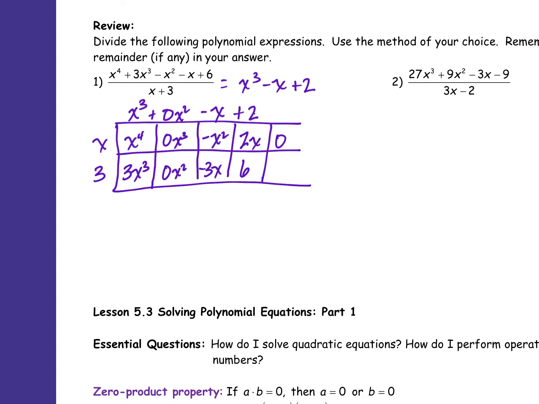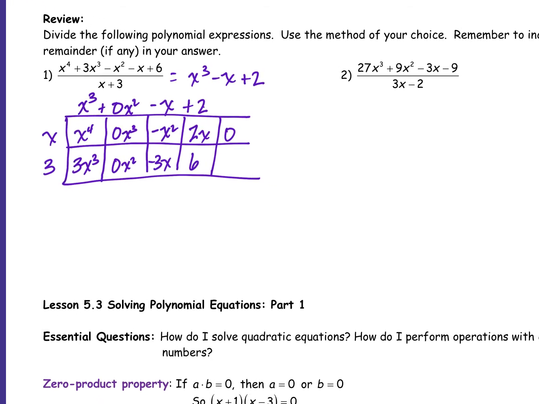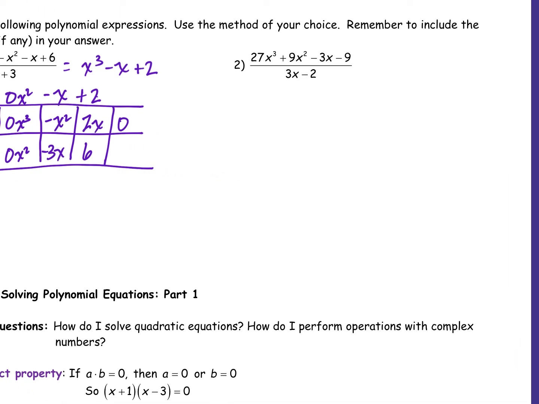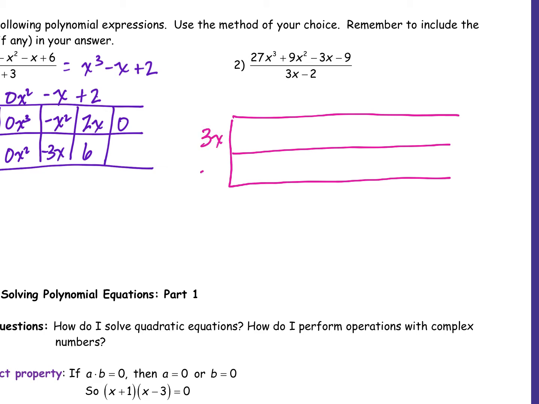Okay, awesome. And then the second one is 3x minus 2. And I'm starting out with 27x cubed, right? So what do I multiply 3x by to get 27x cubed? 9x squared. And 9x squared times negative 2 is negative 18x squared. What do I add to negative 18x squared to get 9x squared? I think that's 27x squared.